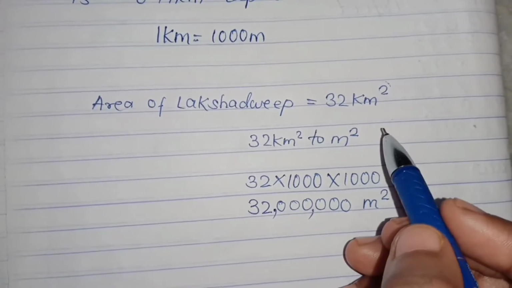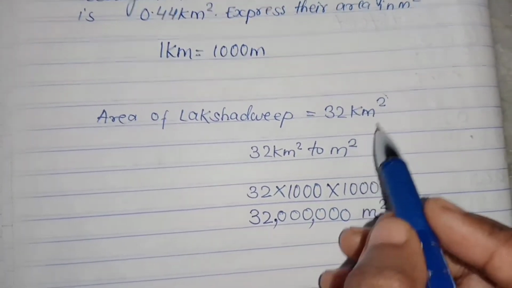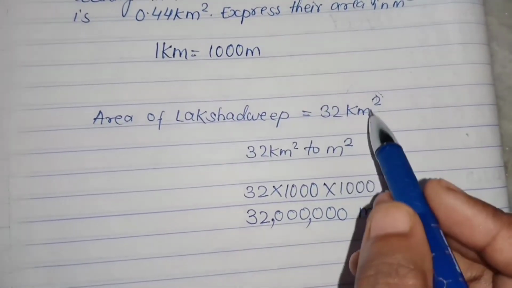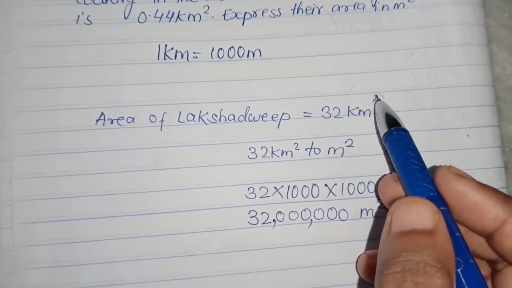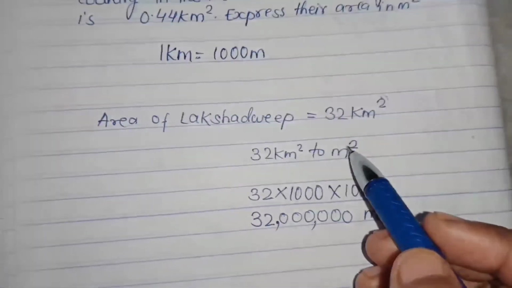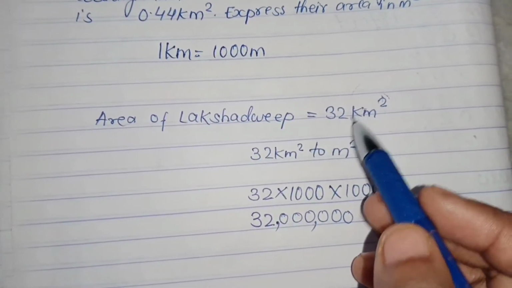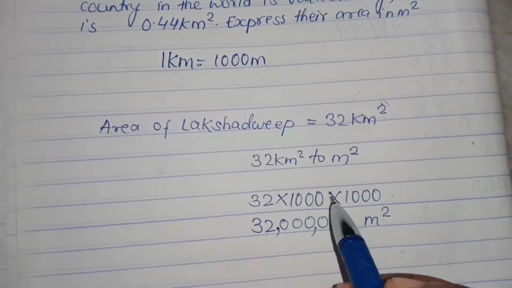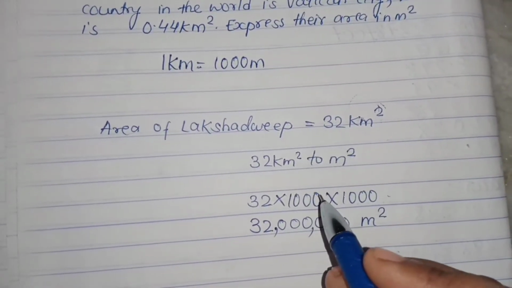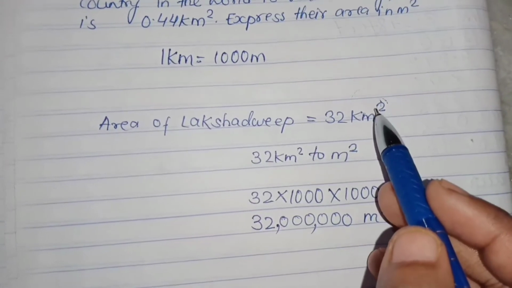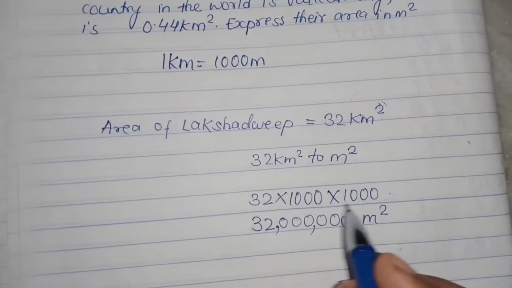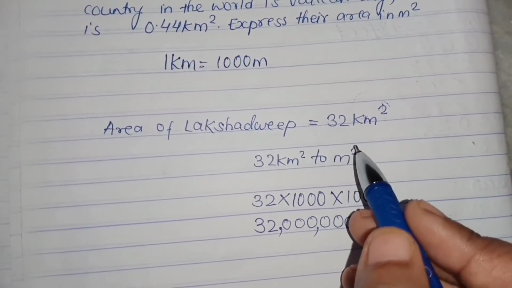So you have understood, no? Understood how to convert this kilometer square to meter square. Okay, it is not just kilometer that you will multiply with only 1000, only one time. It is kilometer square. That is why we have to multiply 2 times to convert into meter square.